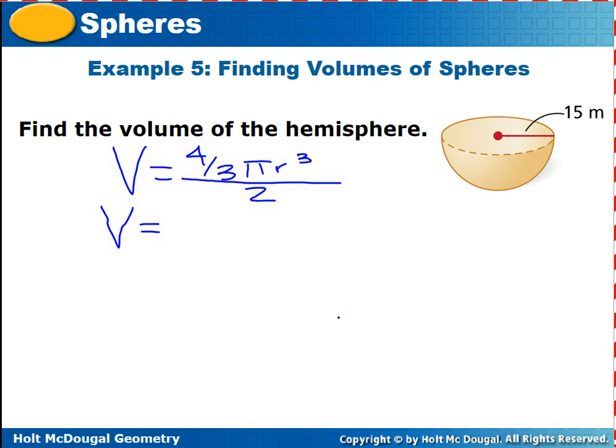Now you know that you could do half of 4/3, which is 2/3, so you could do it that way as well. Most of y'all are not going to remember that, and you have the formula for a sphere on your formula sheet, so just take half of the sphere.